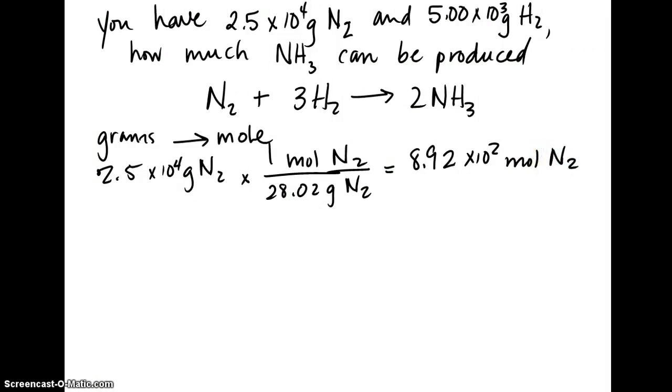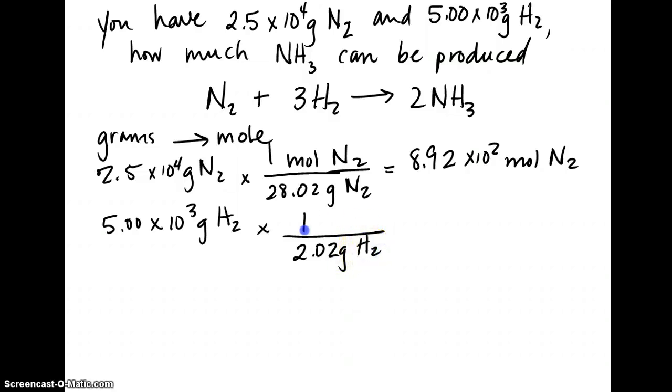All right, so we need to do the same thing for hydrogen. I have 5.00 times 10 to the 3rd grams of hydrogen. Same story, I have 2 hydrogens. For that reason, when I look at my periodic table, I need to double the molar mass. So we have H2 being 1 mole of H2, and if I solve that, it works out to be 2.48 times 10 to the 3rd moles of hydrogen.